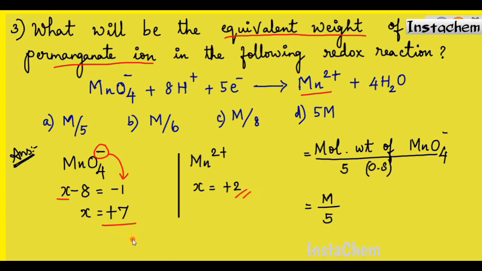Now the change is from +7 to +2. Here a gain of 5 electrons takes place. So after gaining 5 electrons, it becomes +2. So what we understand, while calculating equivalent weight, we must use the number of electrons gained for oxidizing agents. Molecular weight of MnO4 minus divided by 5. This 5 stands for the gain of 5 electrons. So M by 5, that is the right answer. M by 5, option A.